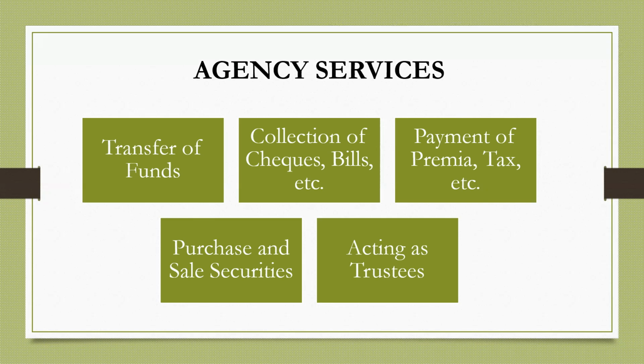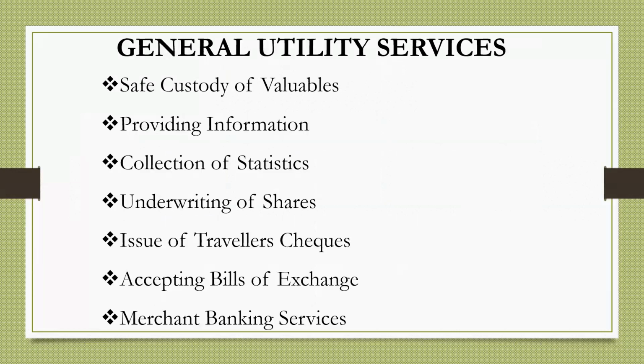Last one in case of agency services is acting as trustees. The banks can be given the power of attorney to act on behalf of a customer in the matter of collection of checks. The bank also acts as an agent for its customers to obtain passports, traveler's checks, etc. That's all from agency services. The next one is general utility services.